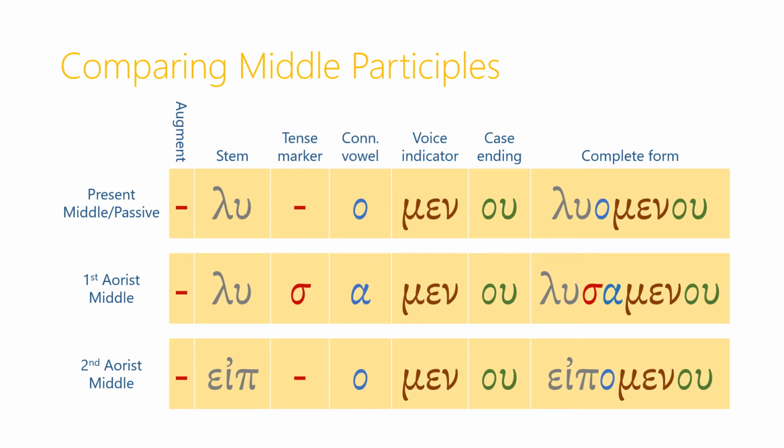And in comparison, once more, we can see that the components for the present middle passive participle are really almost identical to those for the second aorist middle participle. No tense marker, omicron connecting vowel, men voice indicator, and second or first declension case endings. The only difference, once again, is that we're using the present tense stem, lu, instead of a second aorist stem like ape.